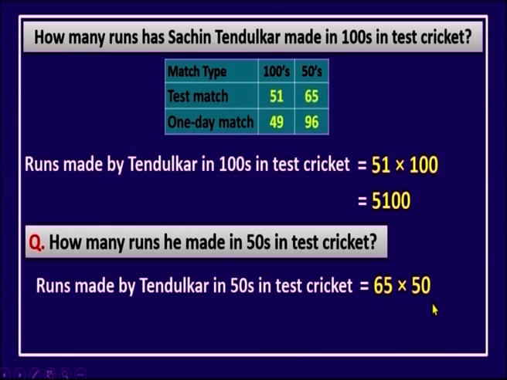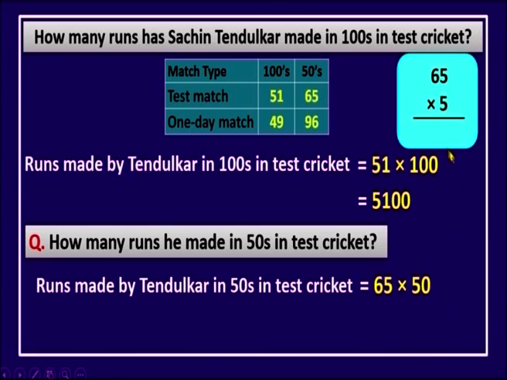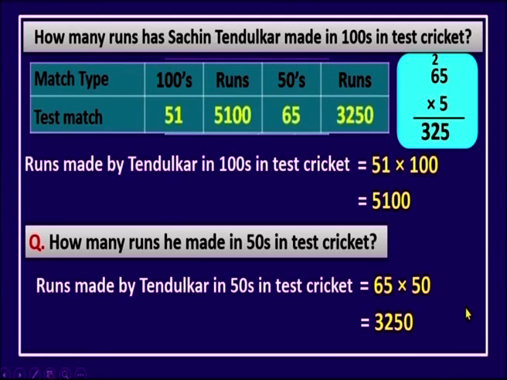Now here also what we do, children, we just multiply 65 with 5. So let us multiply. 5 5s are 25. So 5 here and 2 is carry over. 5 6s are 30 plus 2, 32. So we got 325, but we multiplied with 5. Since we are multiplying with 50, what do you get, children? Very good. That's the right answer. It is 3250. That means Tendulkar made 3250 runs as 50s.